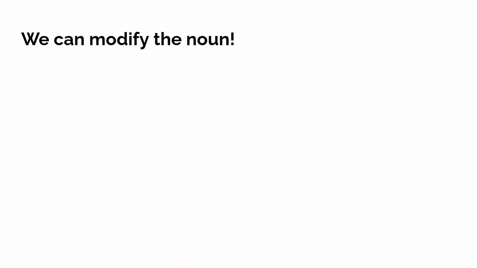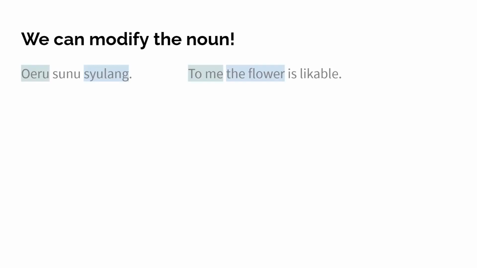We can modify the noun that goes into the noun slot, and that's something very important for today. So let's compare a few sentences. So first the sentence we already had, weru sunu siulang, to me the flower is likable. We filled 2 different nouns in our noun slot. In the first one we filled the pronoun oe, and because it's the ru slot it gets the ru ending. And in the second one, in the cases one, we filled the siulang, the thing that is likable, the subject in this case. But we can modify these nouns, so we can fill in bigger things into these noun slots.